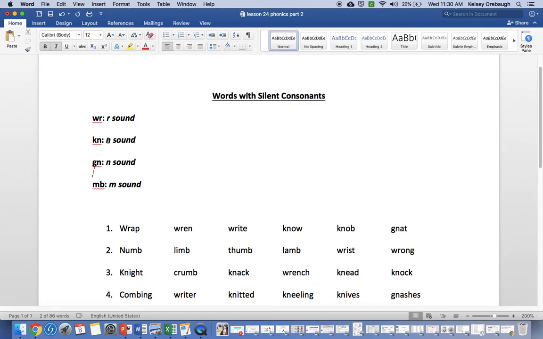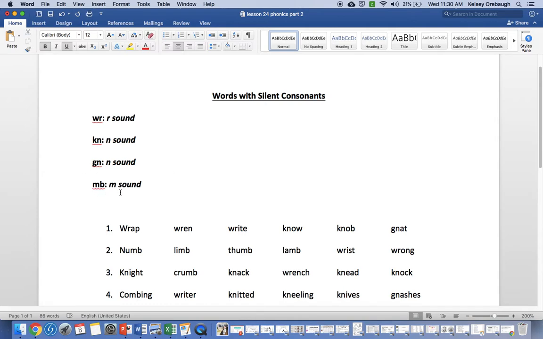Okay? Same with GN. In words that begin with GN, we don't hear the G. The G is a silent consonant, a silent letter. Instead, we just hear the N sound. So GN words make the N sound, like in gnashes or gnat. In the word gnat, we don't hear the G sound at all. It's totally silent. We just hear the N sound.